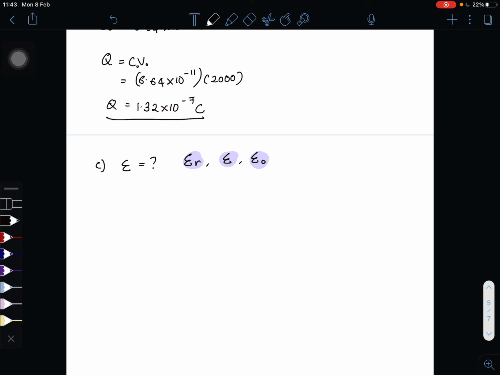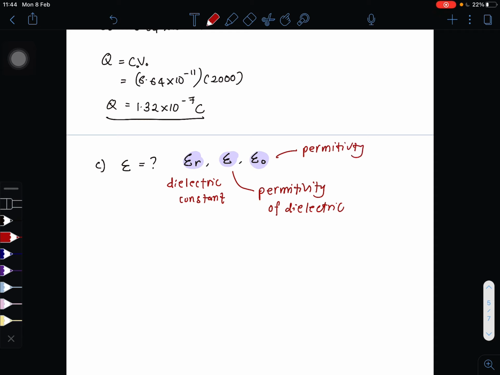So epsilon R is the dielectric constant. And this one is permittivity of dielectric. And then this one is permittivity of free space. Free space means in vacuum. So this one is a constant value. So we want to find this epsilon here, which is permittivity of dielectric.